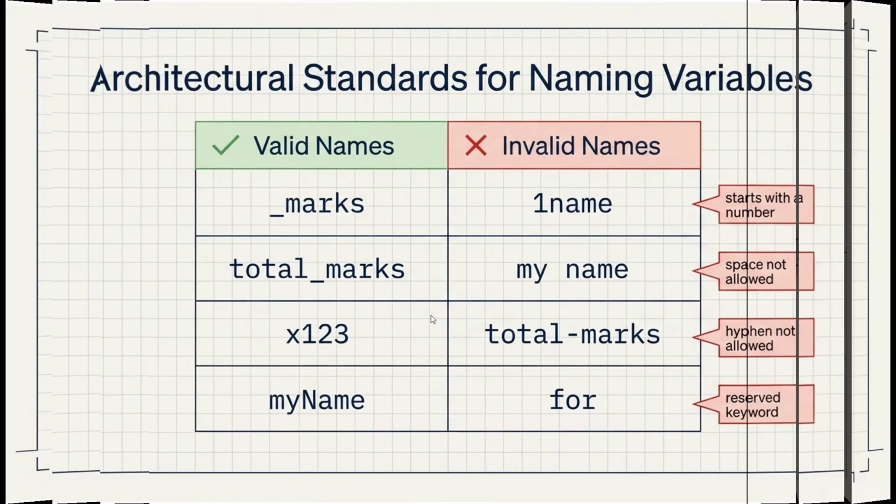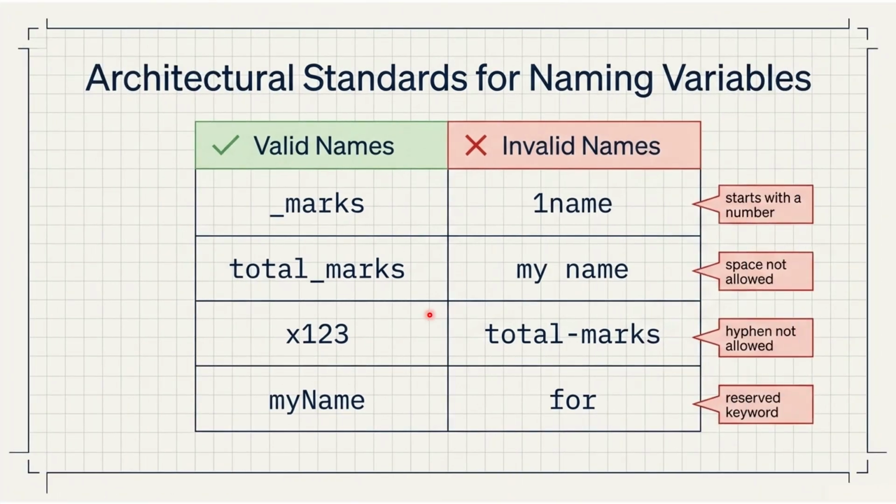Now, we are going to talk about naming variables. Valid names: an underscore can be at the front, we can use underscores instead of spaces, and you can use numbers, right? But invalid names: we should not start with a number. Spaces are not allowed, hyphens are not allowed, and we should not use keywords.